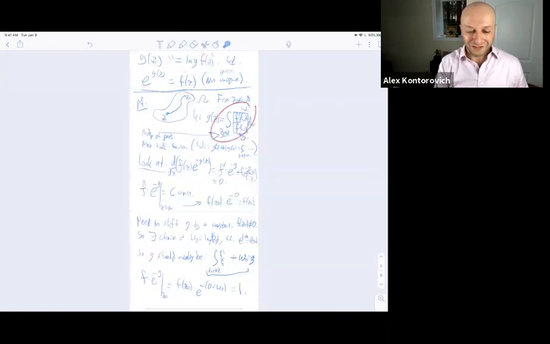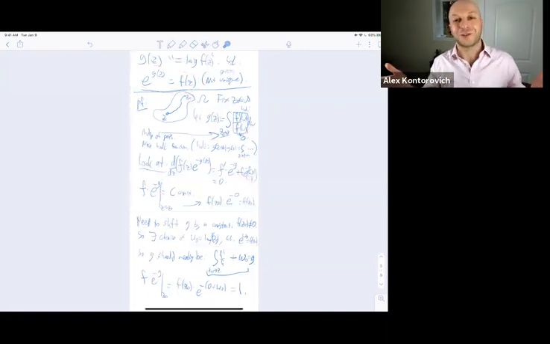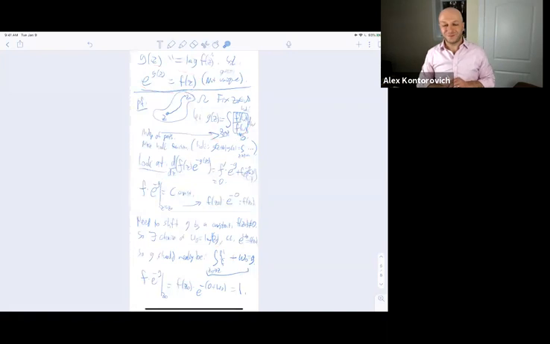We were missing the condition that this constant is equal to 1. And the way to make that constant equal to 1 is to shift it by something. Which something? You have a choice. Does that make sense? All right.